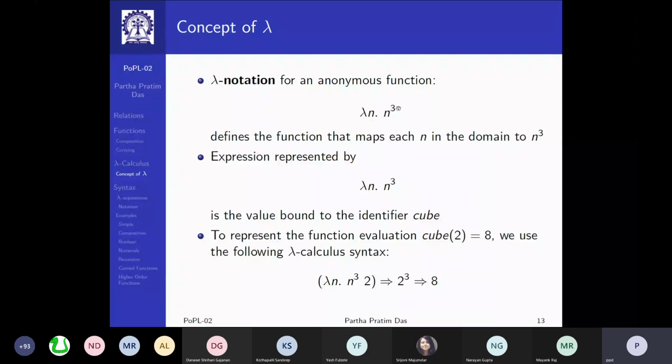Note this very carefully. This is all new. Lambda n, which means that n is a parameter, dot n cubed. This is the function body. You can simply think of this as a C function which takes a parameter n, and in its body you say return n multiplied by n multiplied by n. That defines the function that maps each n in the domain to n cubed. The dot is used just to designate where the parameter ends and where the function body starts. This expression is a value that is bound to the earlier identifier cube.